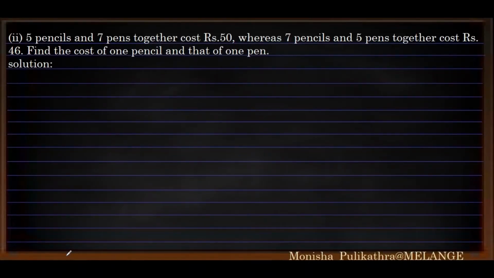The second question is: 5 pencils and 7 pens together cost rupees 50, whereas 7 pencils and 5 pens together cost rupees 46. We need to find out the cost of each pencil and pen. So here, let the pencil be x and the pen be y.